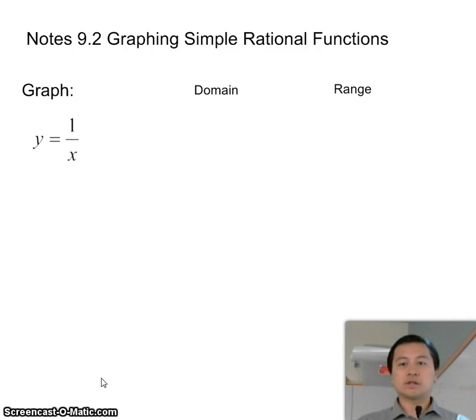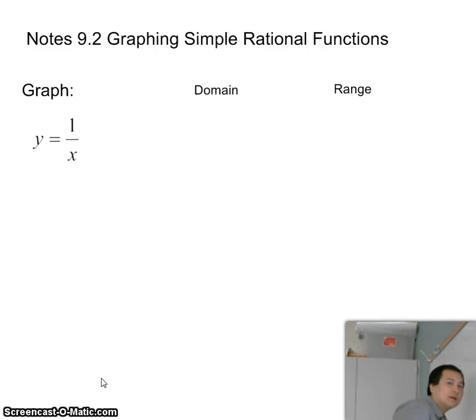So, take a look. Today I'm going to show you how to graph simple rational functions. Awesome. So what's a rational function? Rational basically is just a fraction. So we're going to learn how to graph fractions today. Awesome. Excited? I am too.